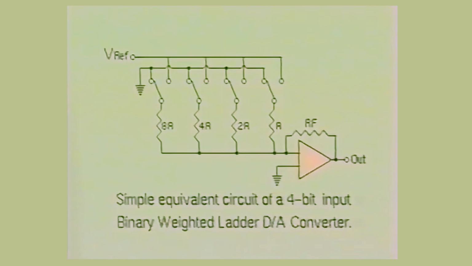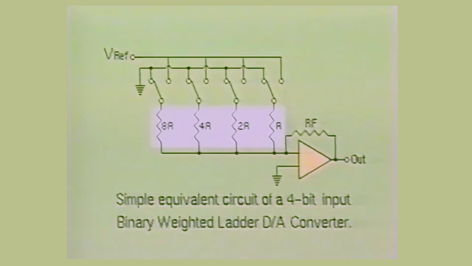Here you see the basic binary weighted ladder DA converter circuit. Notice that it uses a simple operational amplifier with resistor feedback. It also contains a group of resistors and switching devices which can place the resistors at ground potential or at the reference voltage level.